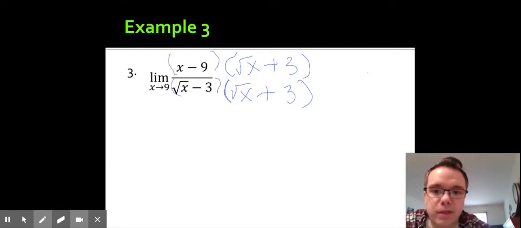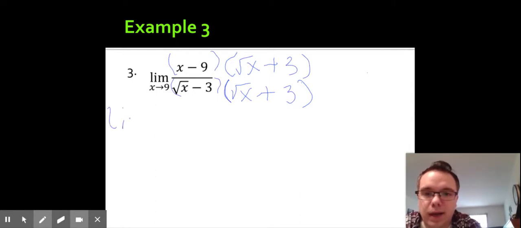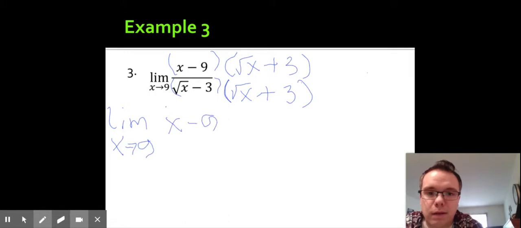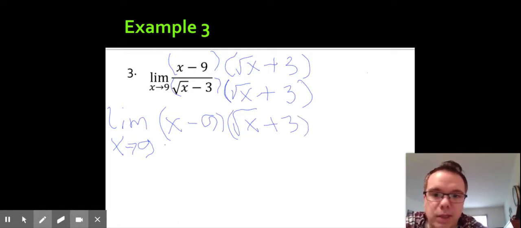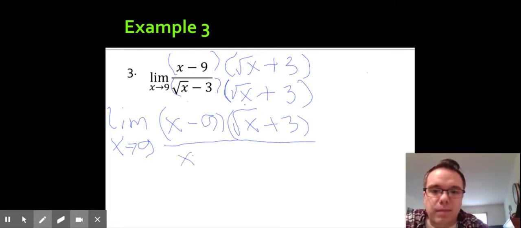All right, so on top, I'm just going to leave my x minus 9 and my square root of x plus 3 as separate things. And on the bottom, I'm actually going to do that multiplication of the conjugates. So square root of x times the square root of x is x. In the middle, I would get a negative 3 square roots of x and a positive 3 square roots of x, so those cancel out. And then I take negative 3 times positive 3, which is negative 9.